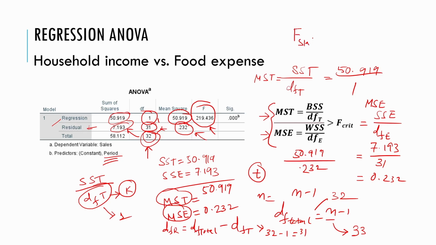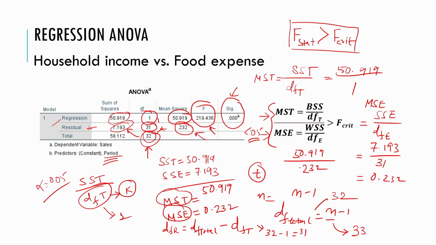The F statistic is calculated, and this is greater than your F critical value. How do you know that? You know that because your significance value is less than 0.05. If your significance value, that is the p value of the test, is less than 0.05, that is your chosen significance level alpha equal to 0.05, that means your F statistic value is greater than the critical value of the F distribution. And if that occurs, you know what the conclusion is.